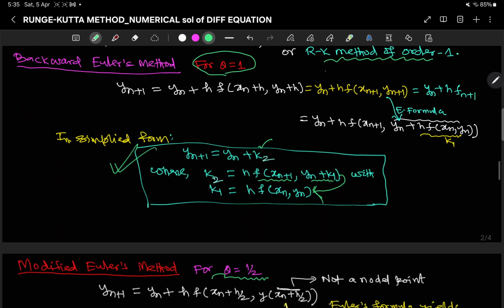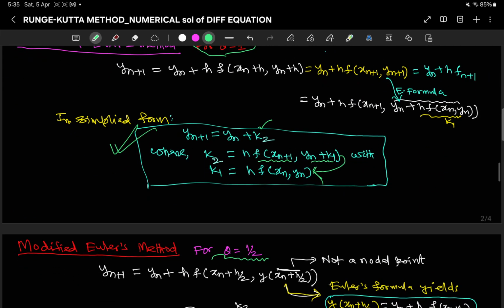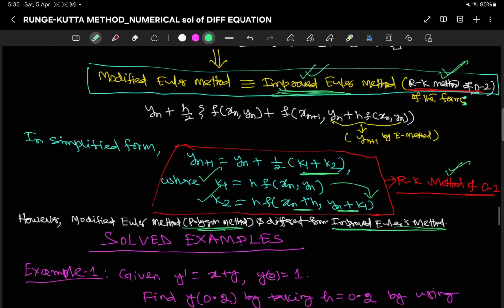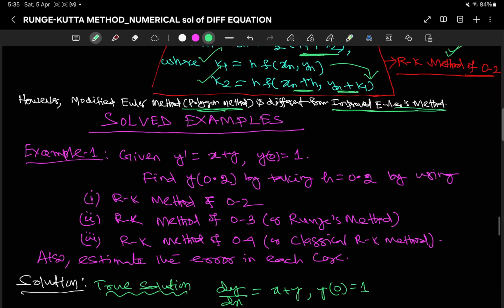Now let us solve some examples, then we can understand the importance of these methods, in which method we will get less error. So let us see one example to understand all these things. The example is: given the first order differential equation with initial condition, we have to find y of 0.2 by taking h equal to 0.2, meaning we only carry out one step.